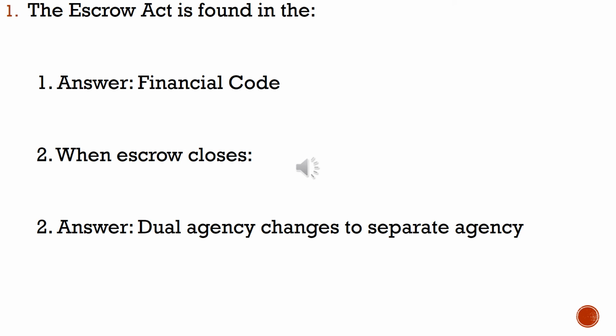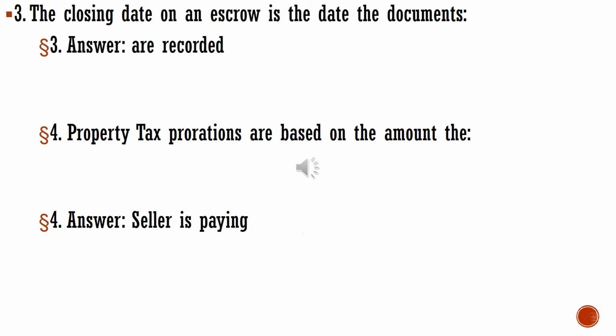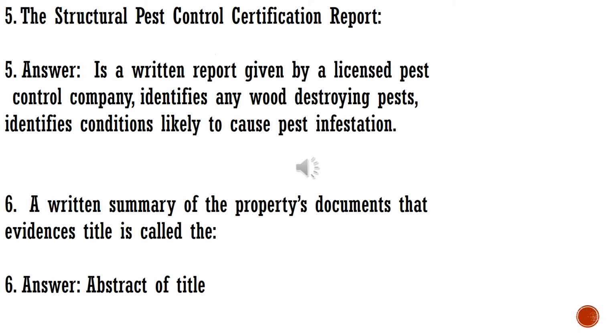Question number 2. When escrow closes, answer: dual agency changes to separate agency. Question number 3. The closing date on an escrow is the date that the documents, answer, are recorded. Question number 4. Property tax prorations are based on the amount the, answer, seller is paying. Question number 5. The Structural Pest Control Certification Report, answer, is a written report given by a licensed pest control company, identifies any wood destroying pest, identifies conditions likely to cause pest infestation.